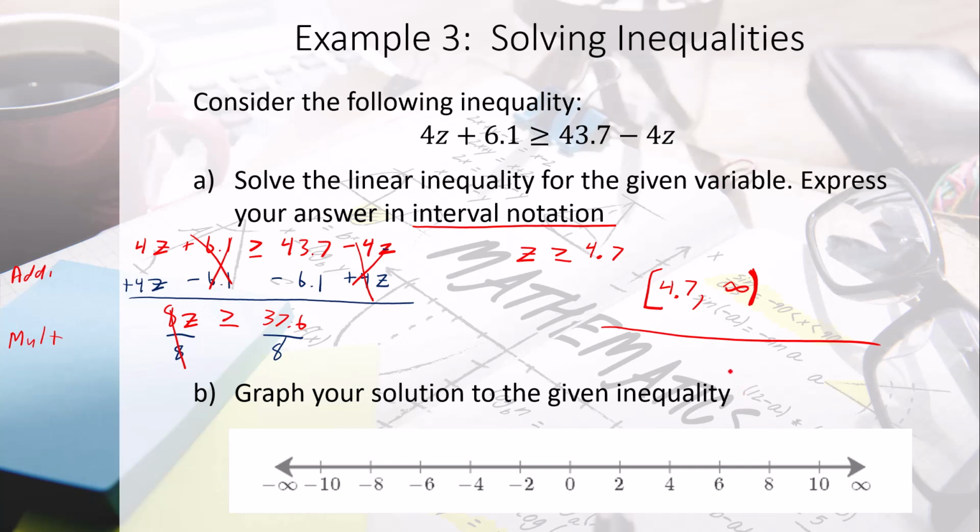And then how do you graph that? Well, notice here we're starting at 4.7. Let's say 4.7 is right about here. We're going to go all the way up to infinity. There we go. And once again, since we have a bracket by the 4.7, I have a bracket here. And there you go.